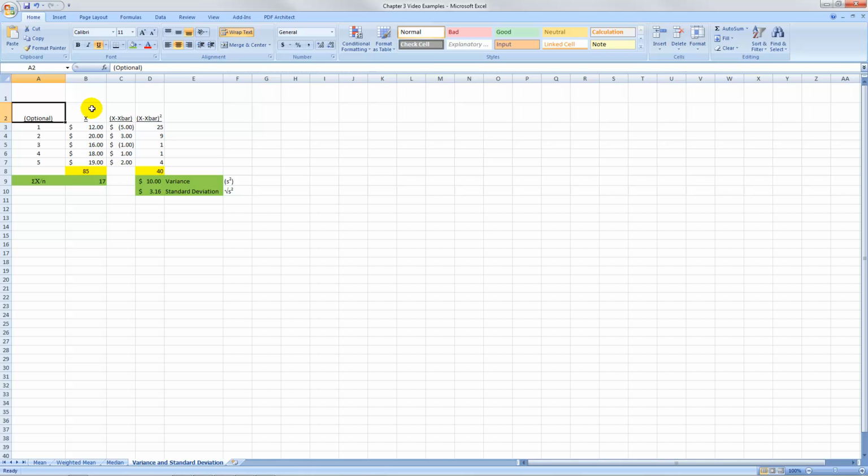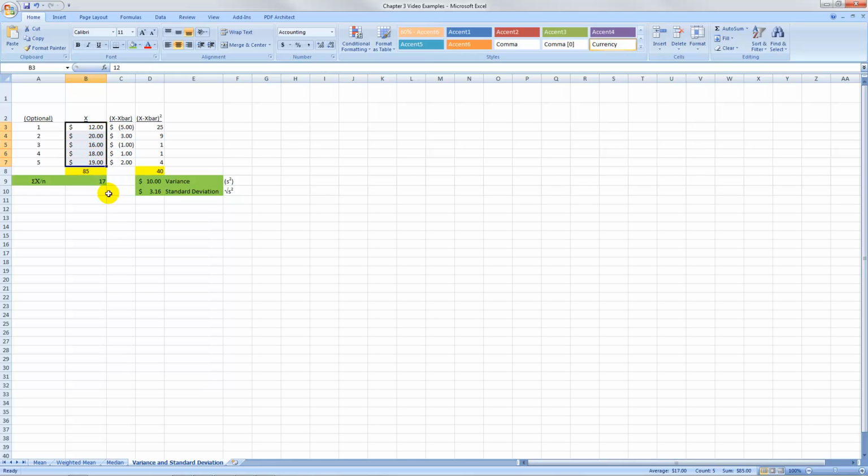But in this case, we are actually evaluating the hourly rates of part-time employees. So the first thing that we're going to do when we're calculating variance and standard deviation is add all the hourly rates together, which is going to give us 85. This 85 is what we call the sum of all x.